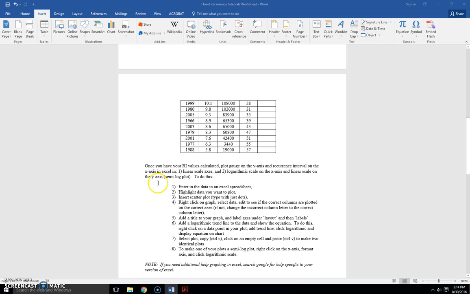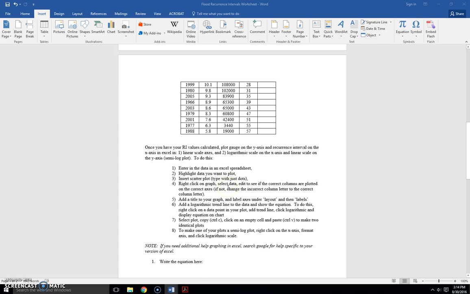So when you make your graph, you're going to use linear scales and also a semi-log scale, with a logarithmic scale on the x-axis and a linear scale on the y-axis. Semi-log plot. And you'll see why linear scale might not be the best scale to use and why semi-log scale is often used in recurrence intervals.